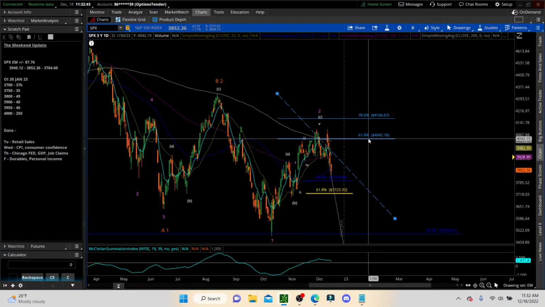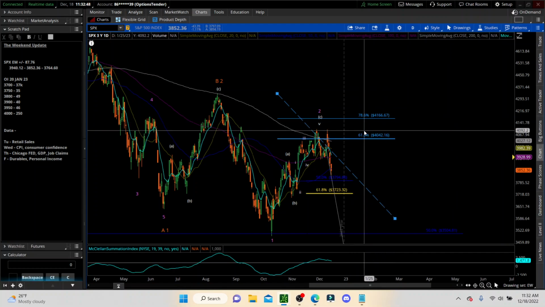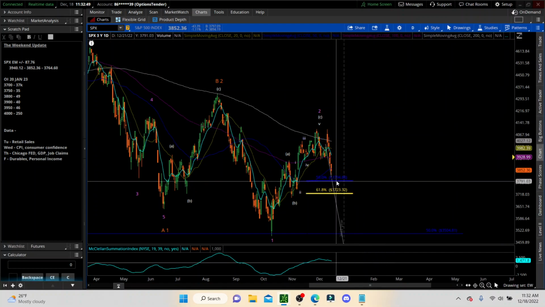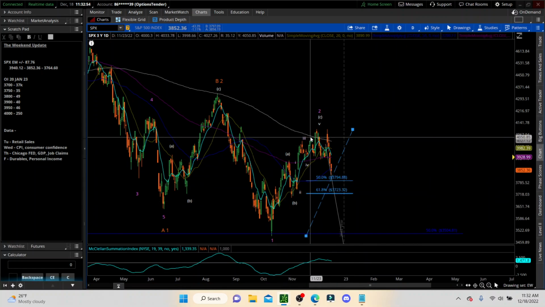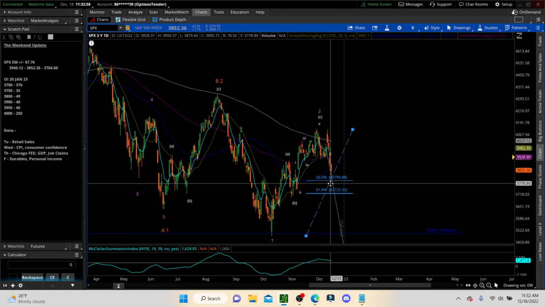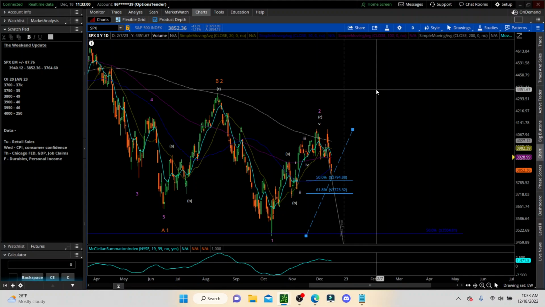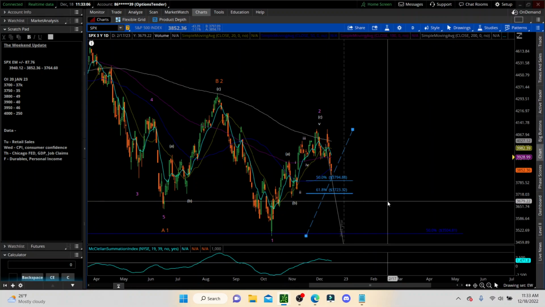And we rejected off that 62% area here. But I have this here just in case. If this is a new bull market, this would be a wave 1, 2, and then we start ascending at that point. All right, so that's a lookout here. I'm not going to go down to the 65-minute.